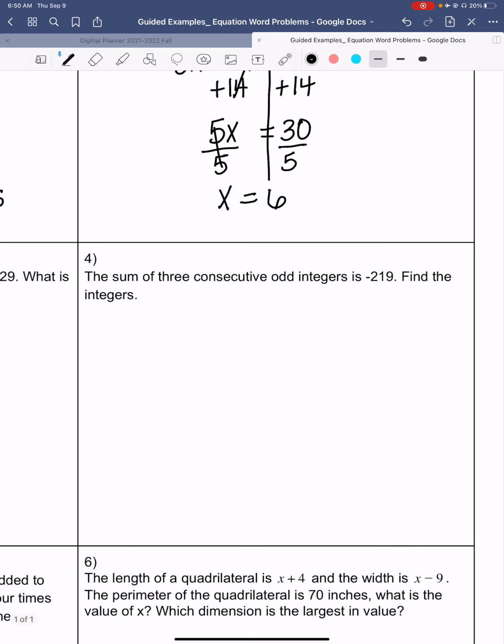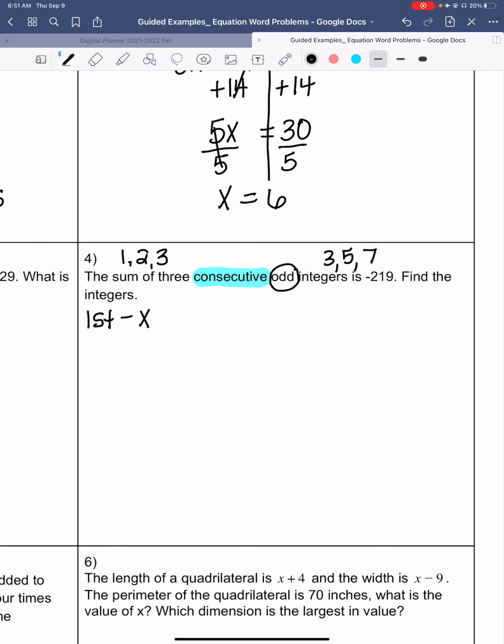All right, so the sum of 3 consecutive integers. So when I say the word consecutive, consecutive means that they're in order. So if I'm talking about in order, that means like 1, 2, 3. Or if it's talking about odd, which it is here, that would be like 3, 5, 7. So it says the sum of 3 consecutive integers. So we don't know what these integers are, so we're going to define them. So the first integer, we're just going to call it x.